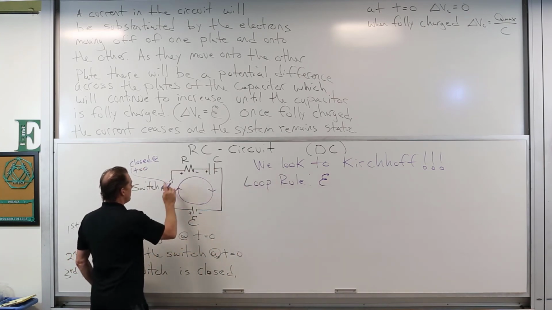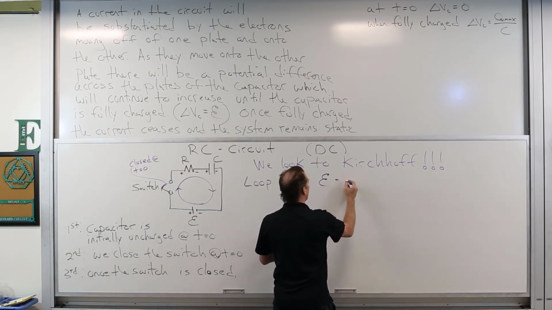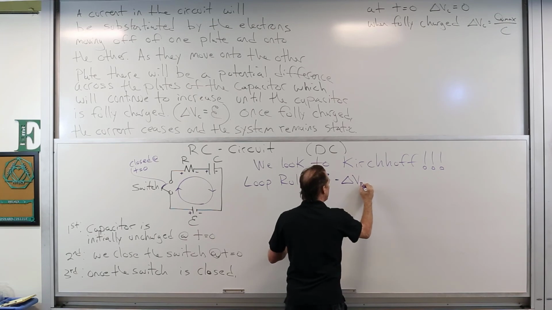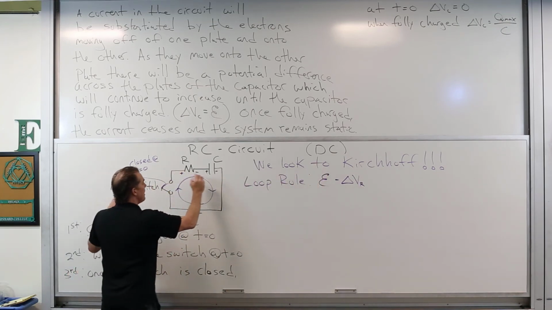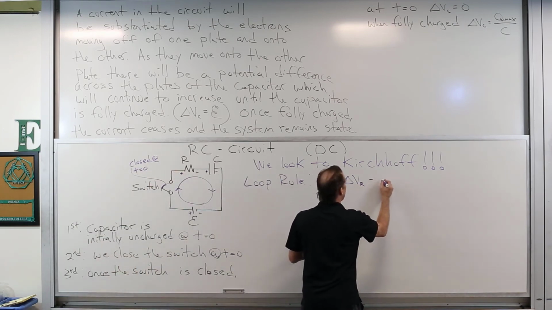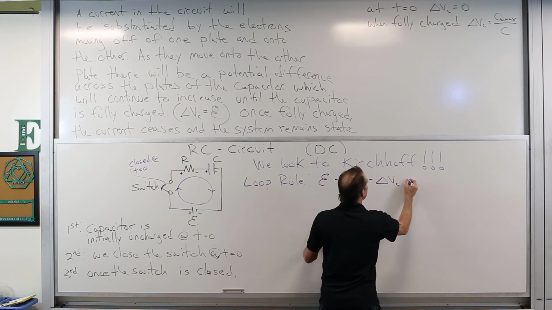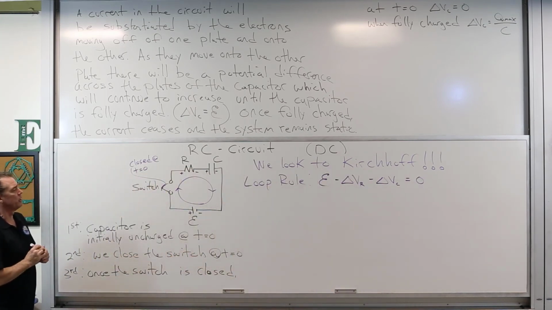We come around. The switch is nothing. We come across the resistor. We're going from plus to minus, so that will be minus, and I'm going to call it minus delta V sub R. So we know that that's the potential difference across the resistor. Then we come across the capacitor, same. We're going from plus to minus. We've got a minus delta V sub C. Those are the only three elements in the circuit. So there's the loop rule. There it is. Ta-da! So what can we do with that, you may ask?